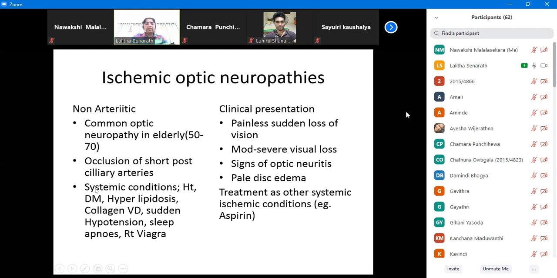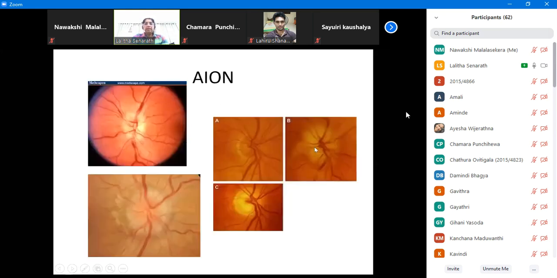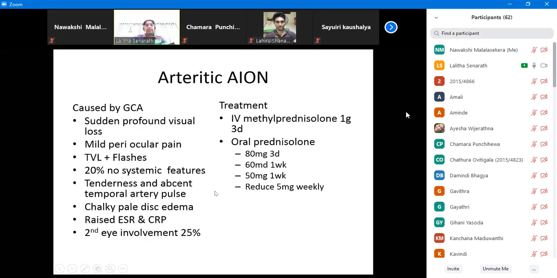And these are the high-risk diseases: diabetes, hyperlipidemia, collagen vascular disease, hypotension, sleep apnea, and treatment with Viagra. The clinical presentations are painless sudden loss of vision, severe vision loss, and a pale disc with edema, and treatment as other systemic ischemic disorders. This is the types of optic neuritis. The disc may be pale or hyperemic, and may end up with secondary optic atrophy with blurred margin. Usually, the visual prognosis is not very good.